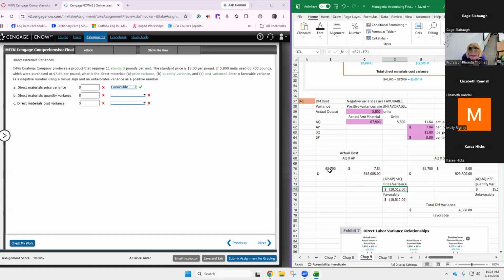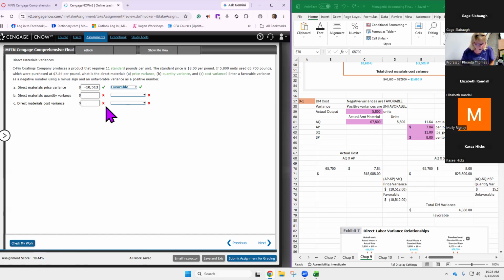So this is the actual quantity. But once again, this is comparing the price. And the reason we know it's comparing the price is because both of these are using the actual quantity. All right, so now we're looking at a negative 10,512. There we go. So it was a transposition error on my part.